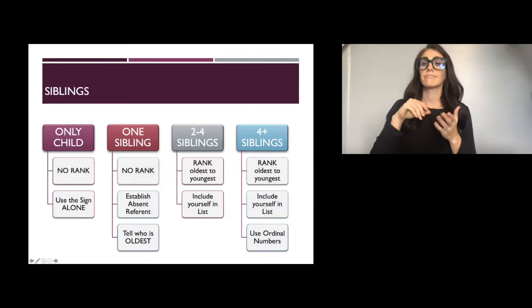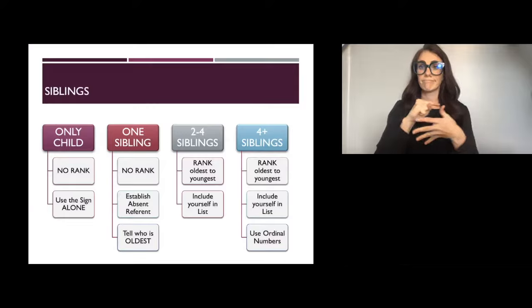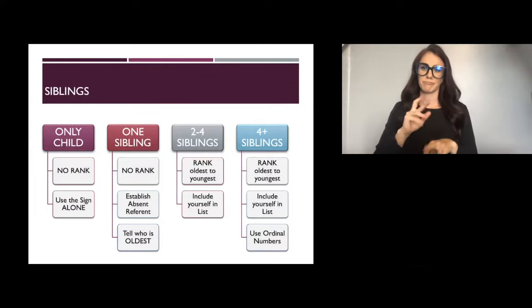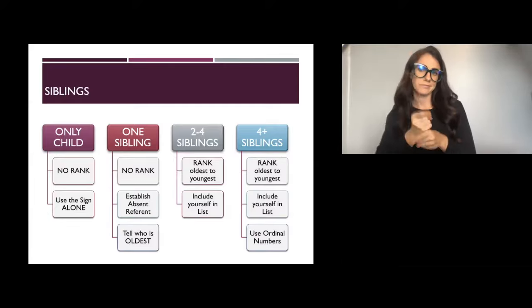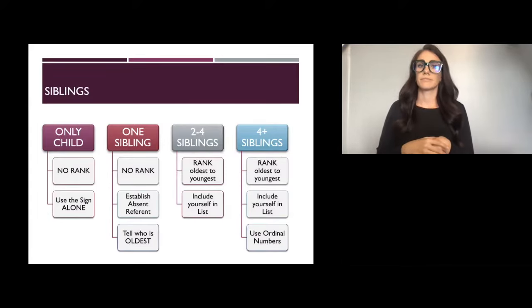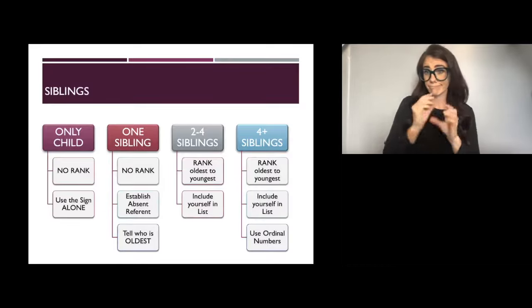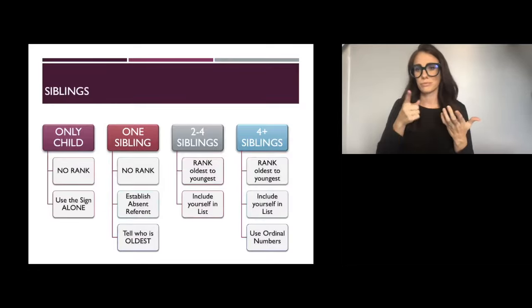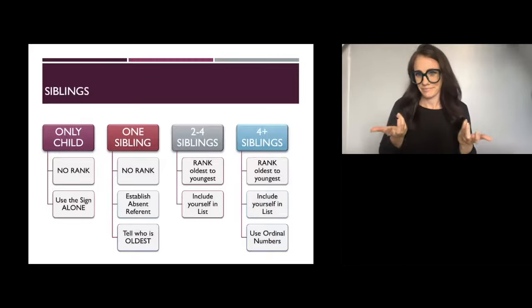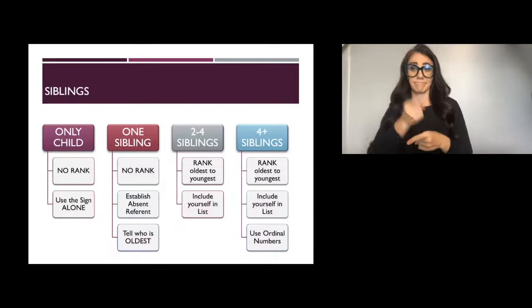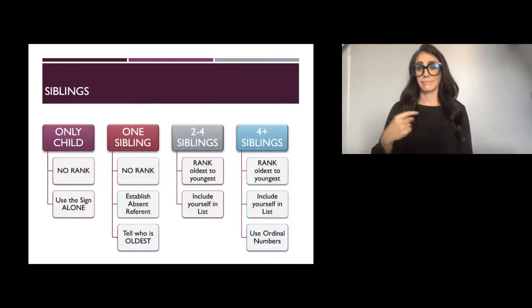Okay, so you guys have learned age signs, listing, and contrastive comparative structure. So now you're ready to describe your siblings. If you don't have any sisters or brothers, well, then you don't have to set up siblings. So what you would sign is me have sisters, brothers, none, me alone.